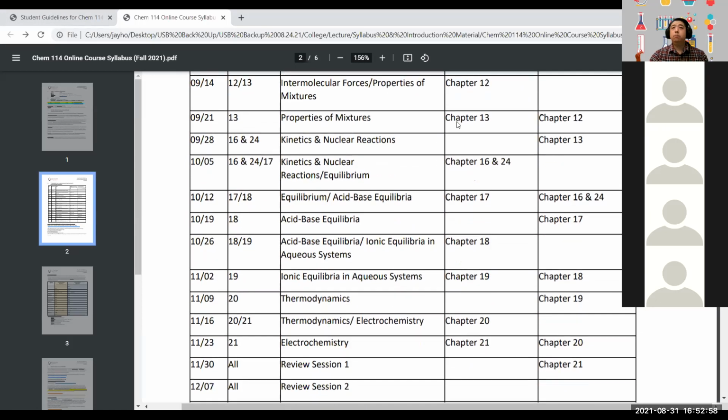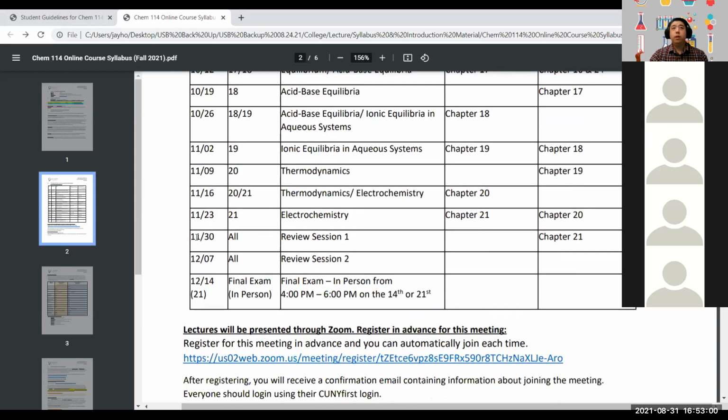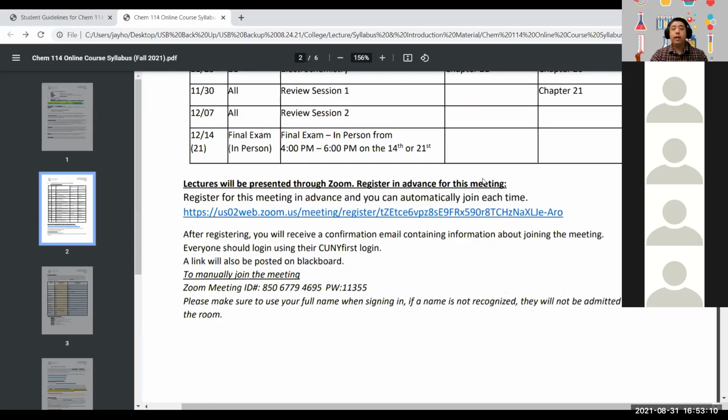Okay. So all of this is right here for you. Once again, the last two sessions here are mostly going to be review for our final exam. This is going to be in person. I'm trying to find out if it's going to be the 14th or the 21st. One of those 2 days. And yes, next Tuesday you're off.